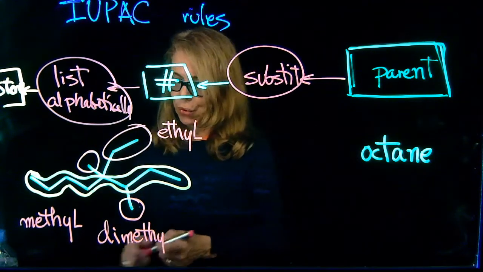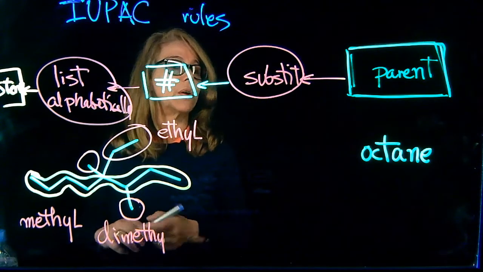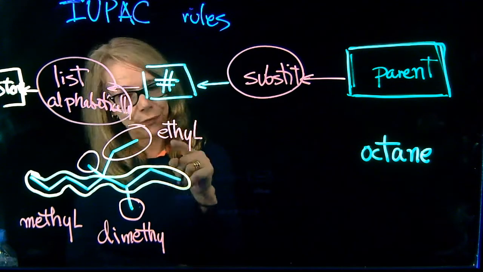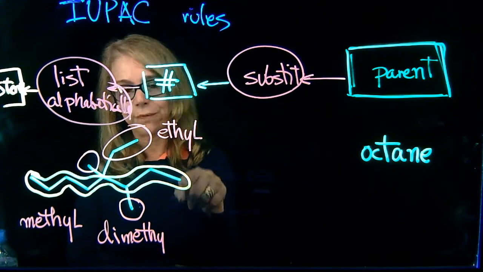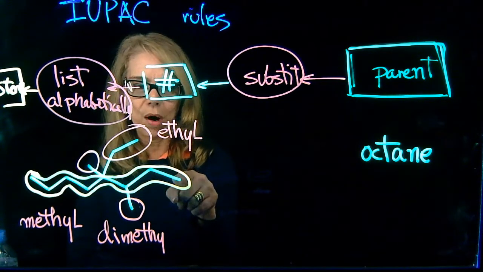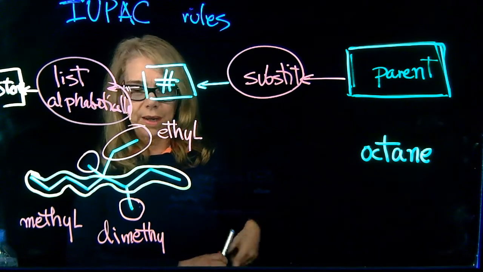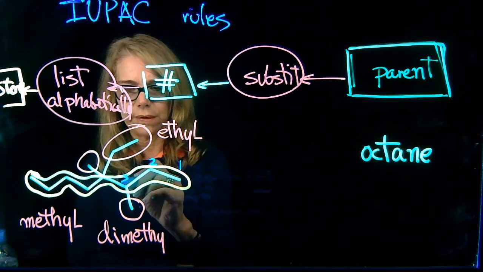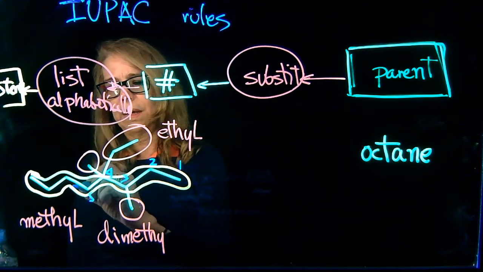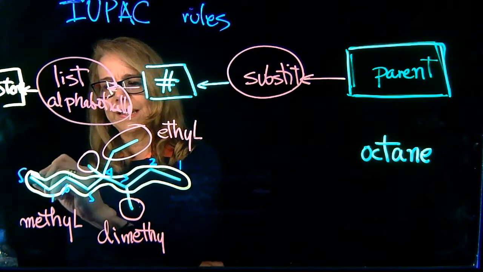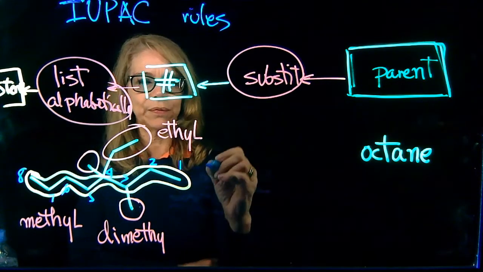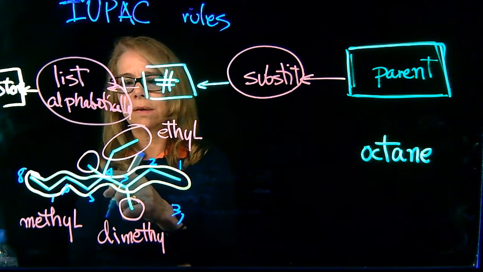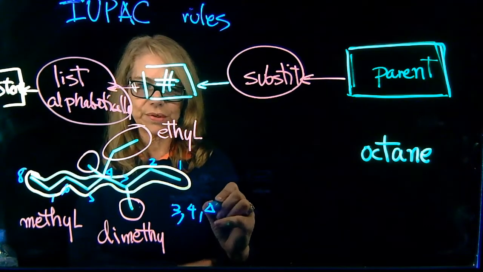Next, I need to number the chain, and I need to do so that I give the smallest number possible to the substituents. So let's see, if I start from the right to the left, I go 1, 2, 3, 4. And so numbering that way, keep going that way, 3, 4, 5, 6, 7, and 8. Choosing those numbers, my substituents are going to be in 3, and then I need to say 4 and 4. So 2 more substituents.